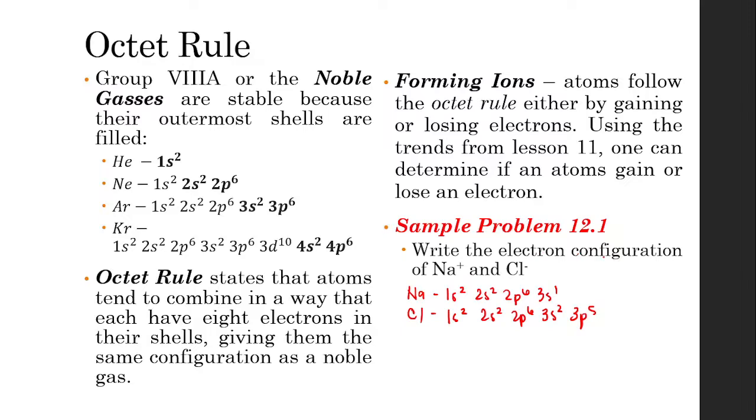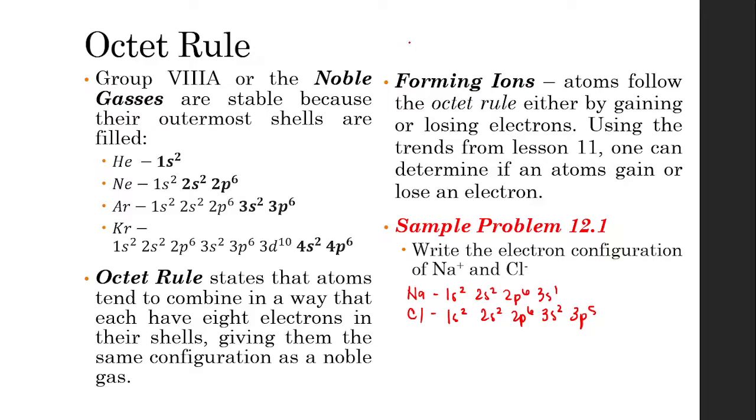But what happens to the electronic configuration of a sodium cation, or a positively charged sodium, and a negatively charged chlorine? First, let's understand which one loses an electron and which one gains an electron. From our discussion in lesson 11, I hope you remember the trends. One of the clues that you have is the metallic and non-metallic character of an atom. Non-metallic character usually tends to gain electrons, while metallic character tends to lose electrons.